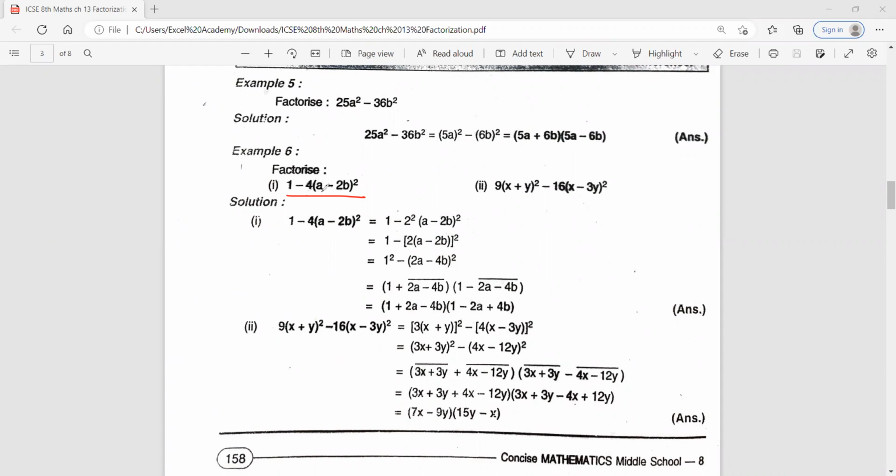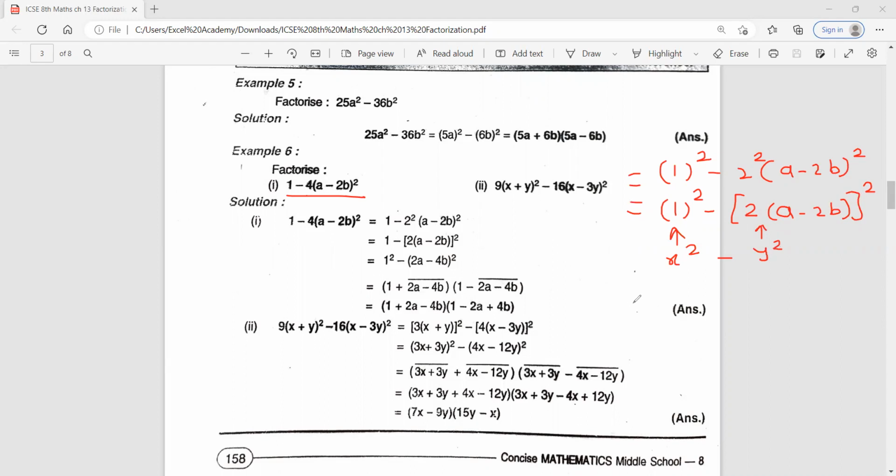आता बघा काय आहे. So here 1 can be written as 1 square, 4 can be written as 2 square, and a minus 2b चा whole square तर आहेच, right? So this can be written as 1 square minus स्क्वेअरच्या ब्रॅकेटच्या आत 2 राउंड ब्रॅकेट a minus 2b whole square. Isn't it? Yes, सगळ्याचा स्क्वेअर येतो, right? Now if you observe, this is nothing but x square minus y square, right? So what does this mean? This means that it is x plus y, x minus y. x काय आपला 1 आहे, करेक्ट? x काय आहे 1 आहे.